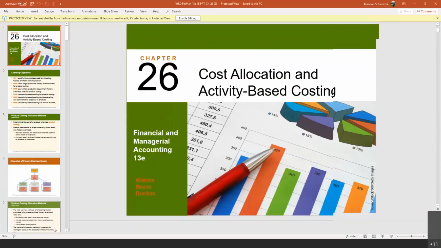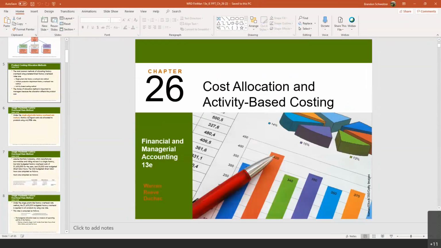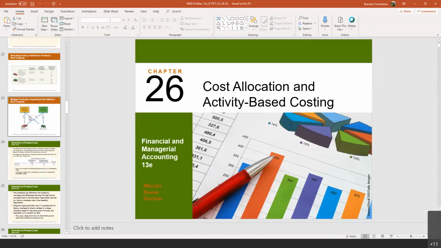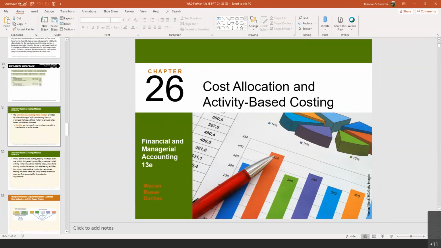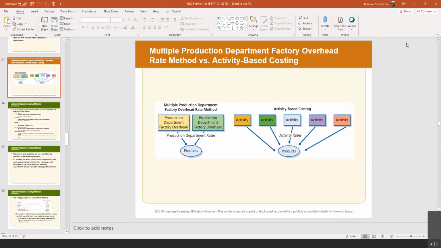We jam through both of those chapters pretty quickly. Okay. So I just want to come down here to the activity-based costing, and I want to show you what it looks like. Okay. Can you all see this slide here with the pictures on it?